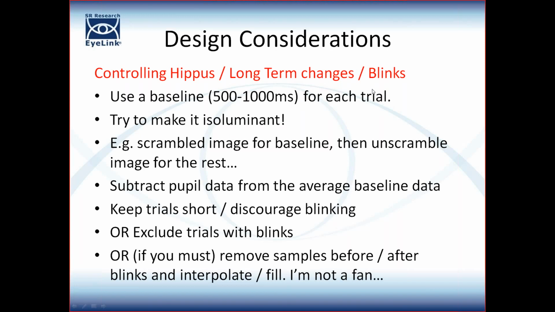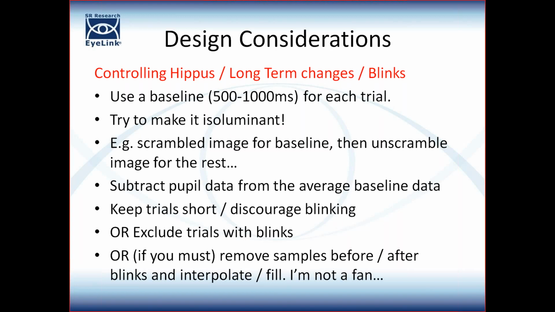How do we control for blinks? Well, this is much harder in many ways. Obviously, you could keep trials short, trying to discourage blinking. So if you've only got trials that are 2 or 3 seconds long, maybe a bit longer, you could have a blink screen, as you would, for example, in an EEG experiment, during which you encourage people to get their blinking out of the way and prepare themselves for the next trial, and they will make an effort to try and keep their eyes open, or not to blink during that trial.